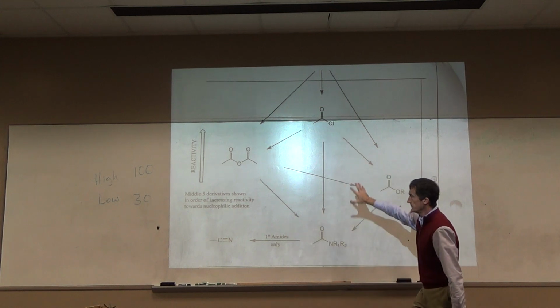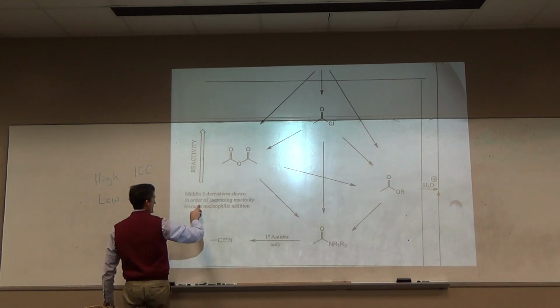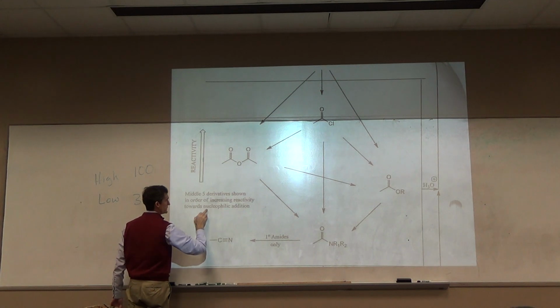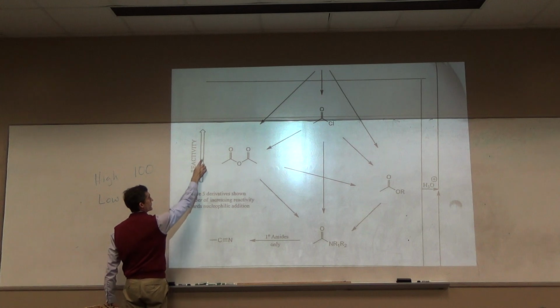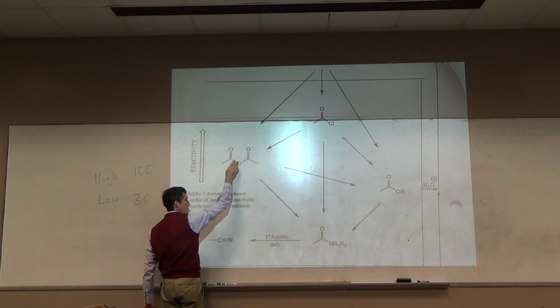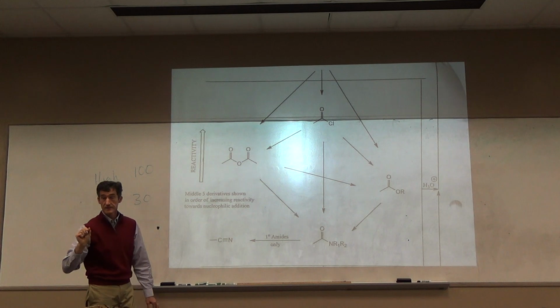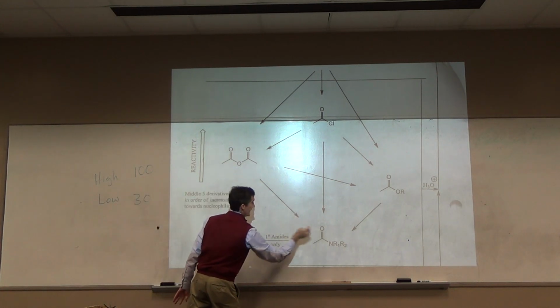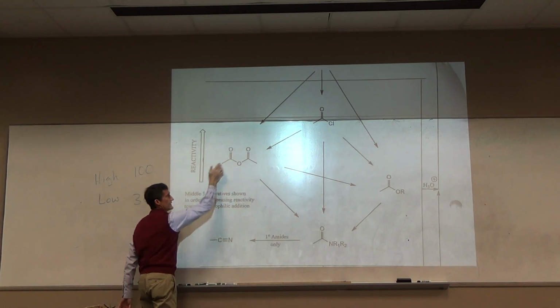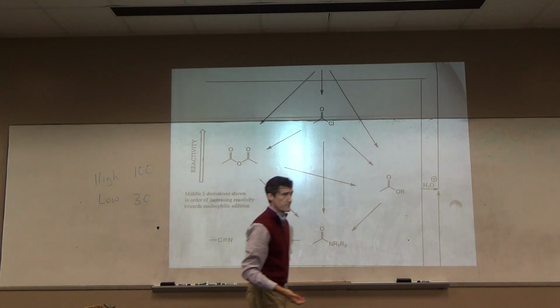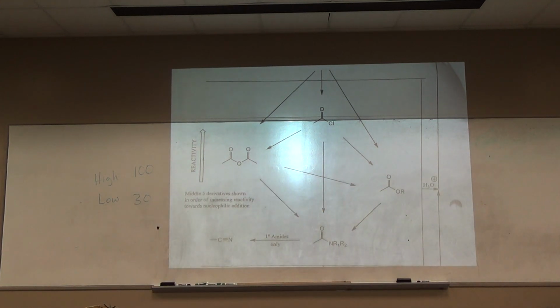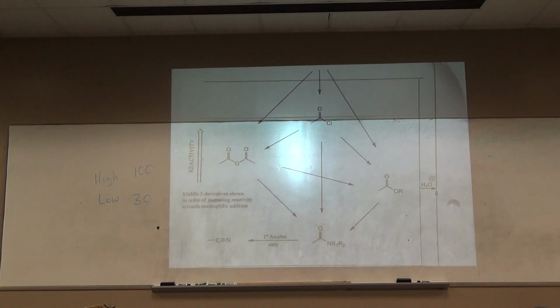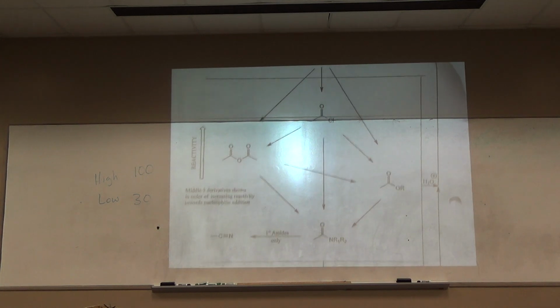The things in the box, the middle derivatives, are shown in increasing order of reactivity towards nucleophilic addition, which is the first step of nucleophilic acyl substitution. Okay, they're shown in order of reactivity. Thus, this is more reactive towards NAS, again, a different NAS, more reactive than amides. But acid chlorides are more reactive than anhydrides towards acyl substitution. Okay? So this is my diagram to help illustrate some things.